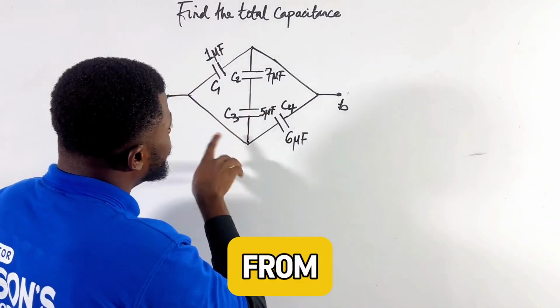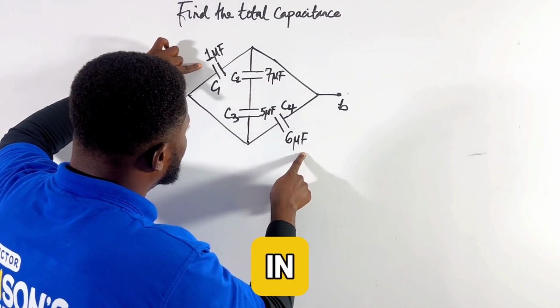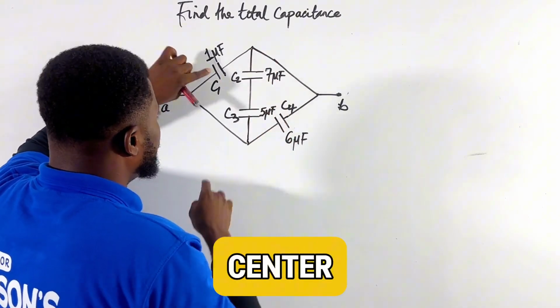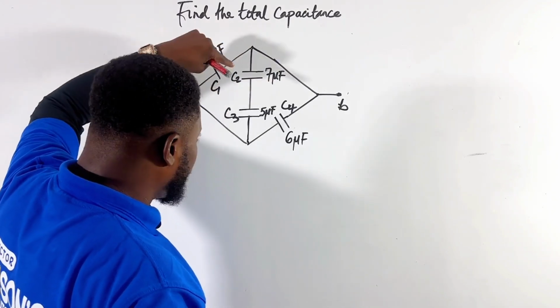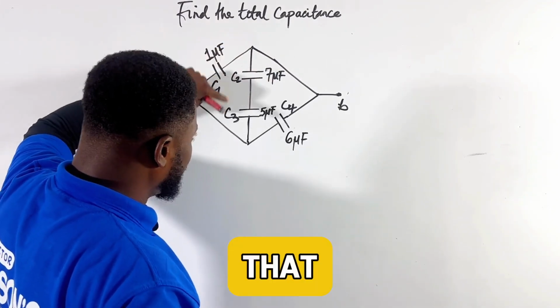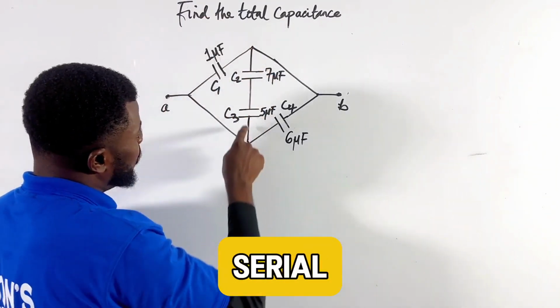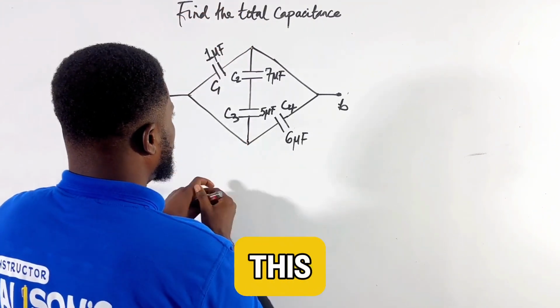So you can see from all of this, we can't tell whether these are connected in series or parallel, but we are certain about this one in the middle, in the center: capacitor C2 and capacitor C3 are connected in series. This is a series connection. If I hold this one like this and turn it like this, it will be in this form.